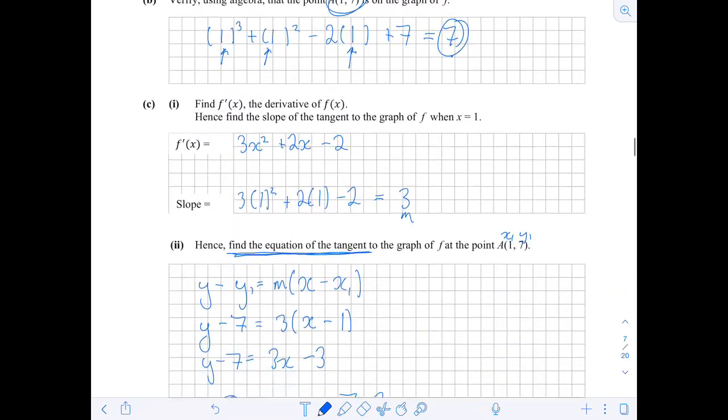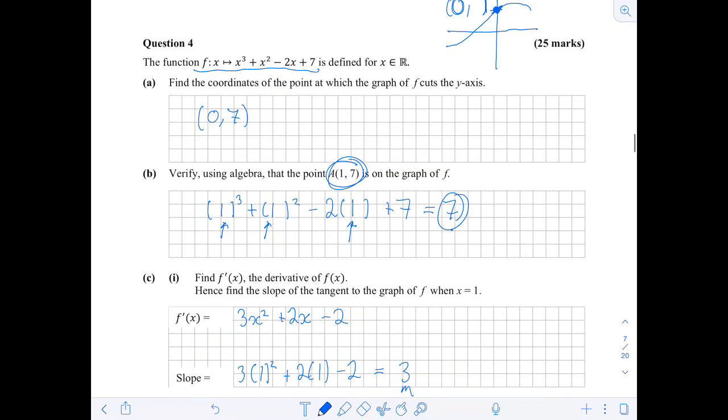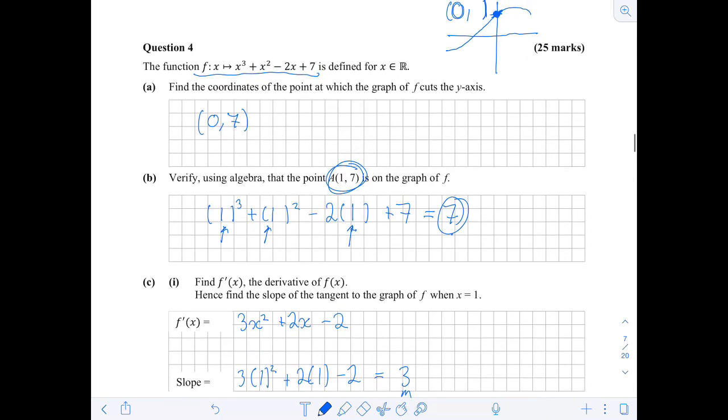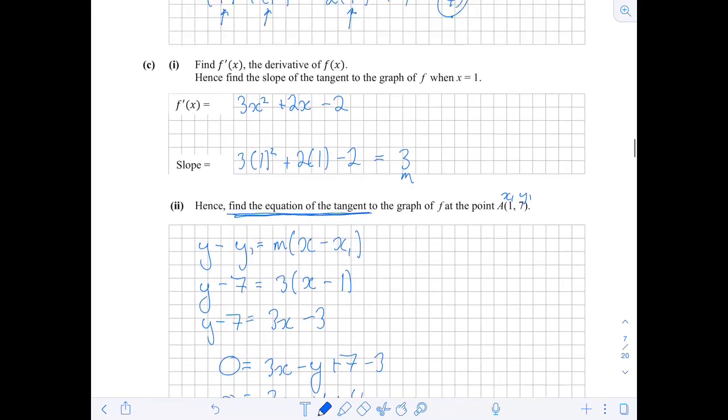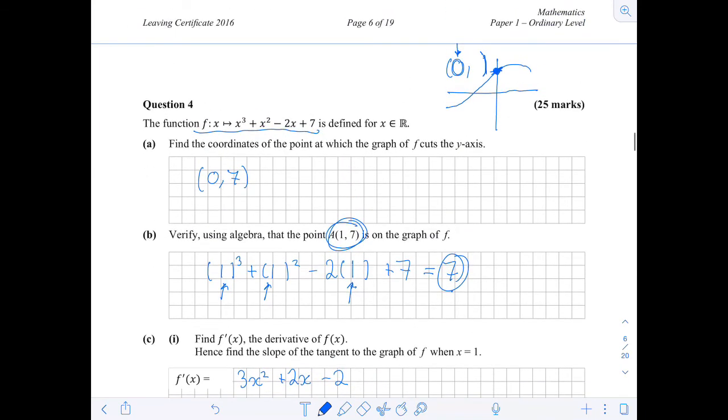You know, fairly straightforward stuff, and not a lot of storytelling, just good old-fashioned sums, okay? So that's just loads of marks to be picked up in the functions questions.